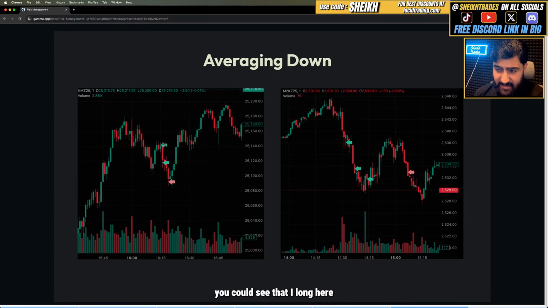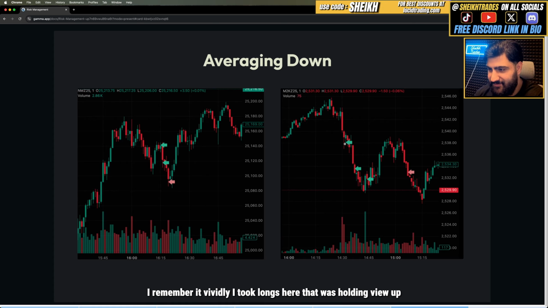You could see that I long here, I long more, and I take my L here, which looks okay, but I shouldn't be doing that. I should just cut it when I'm not happy with it. And my original idea was stop loss below that level here, but I had no reason to be adding this extra size, which sucks. So that's a bad practice that I've done, and this was very recent, yesterday.